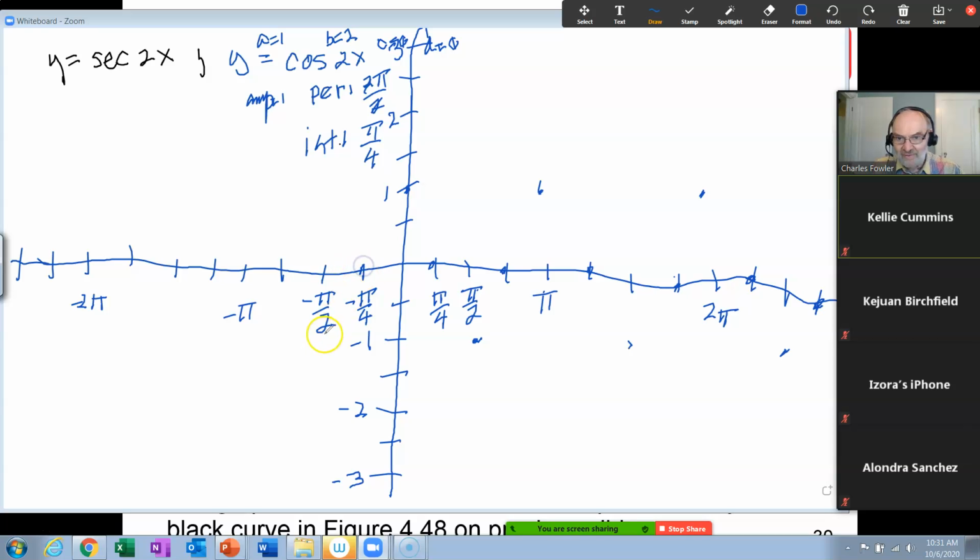Down to 0 here, down to minus 1 here, up to 0 here, up to plus 1 here, 0, minus 1, 0, plus 1, 0, minus 1, somewhere down here.